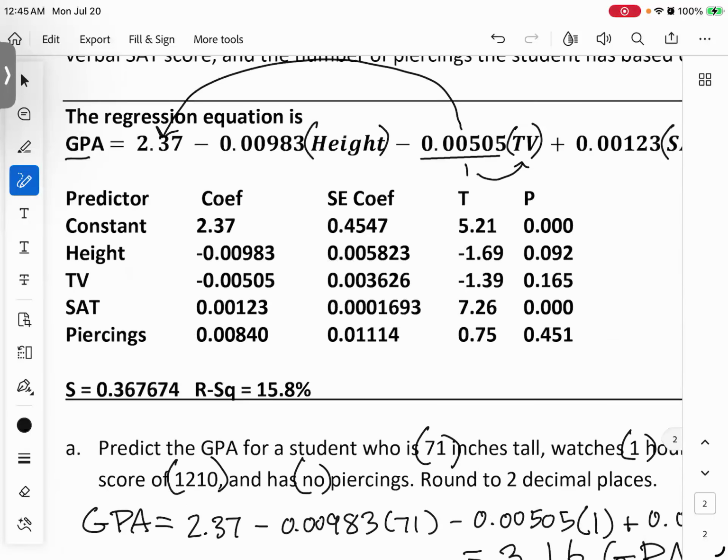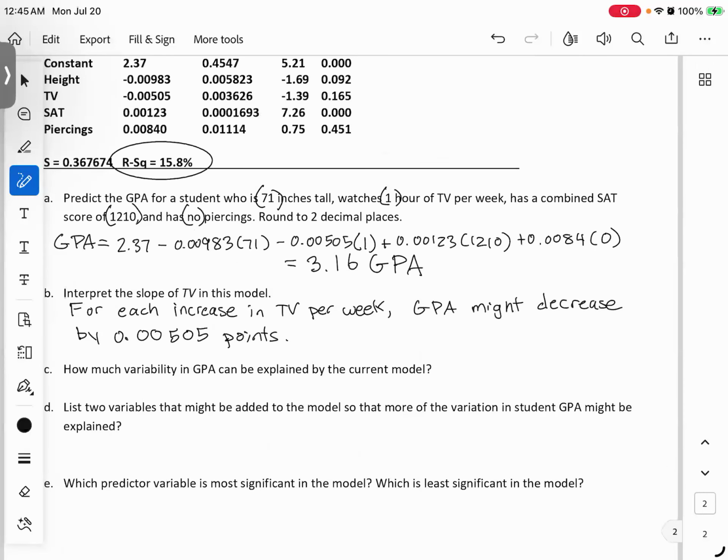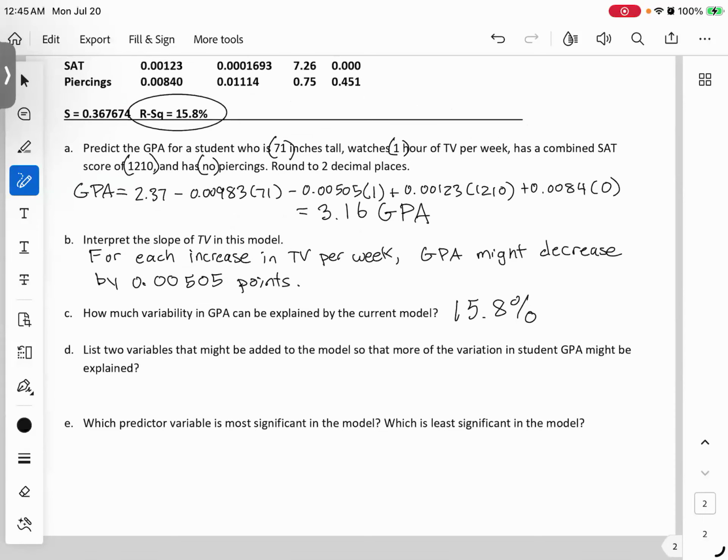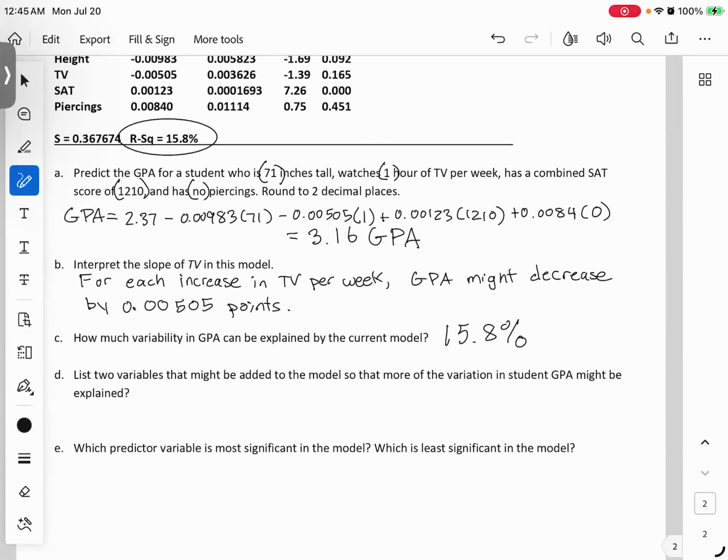But look at this. Here's the R squared value. It's 15.8%. So would that be considered a pretty good score for how good of a model this is, or how good of a job it's going to do at predicting GPA? No, that's really, really weak, right? So 15.8% is the short answer for how much variability is explained by those four variables, which means it could be improved very, very much.